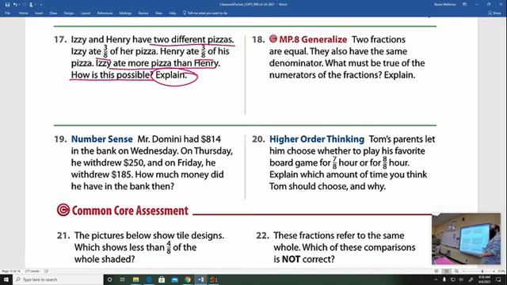How is it possible, Schmidt? Because Izzy had a bigger pizza than Henry. Henry can have a really small pizza and Izzy can have a really big pizza. That's right. It's possible. Because Izzy's pizza might have been like a medium, right? Cut into eighths. And Henry might have had an extra large. The fractions are still both 3/8, right? But look.